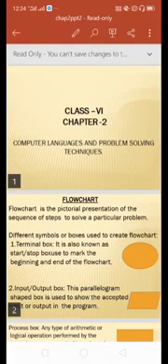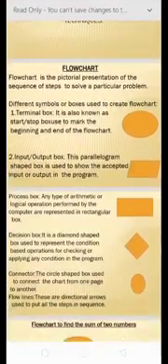Good morning, students. In the previous session, we discussed the different generations of computer languages and how to solve a problem with different tools. Last time we discussed the algorithm, how to write the algorithm. Today we'll discuss the second tool to solve a problem, that is flowchart.